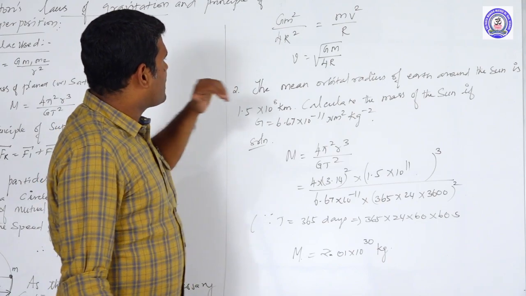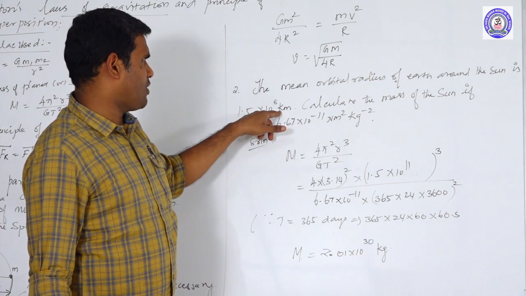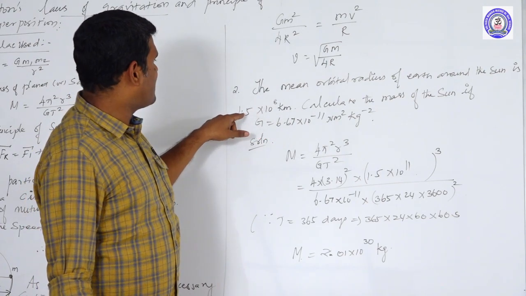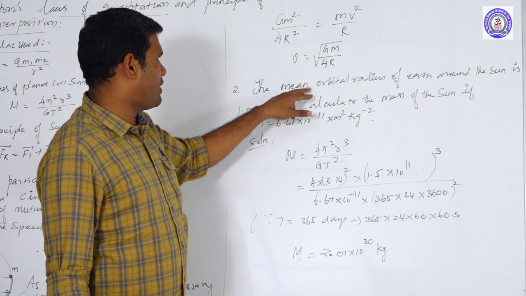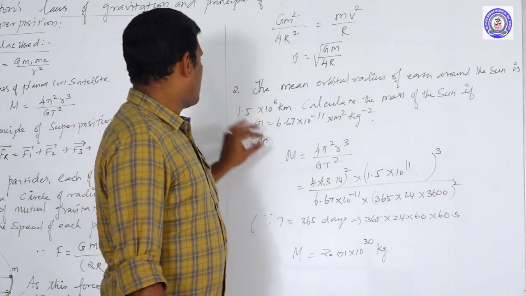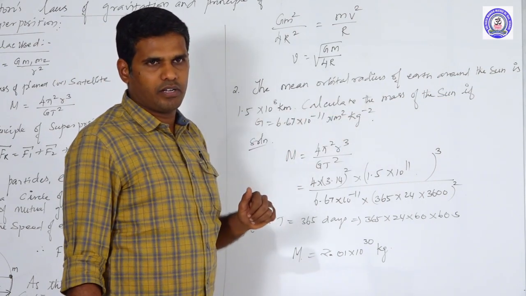Second problem: the mean orbital radius of Earth around the Sun is 1.5 × 10⁸ km, which means the Earth is revolving around the Sun at a distance of 1.5 × 10⁸ km. They have given the mean orbital radius. Calculate the mass of the Sun if G equals 6.67 × 10⁻11 Newton meter square kilogram power minus 2.